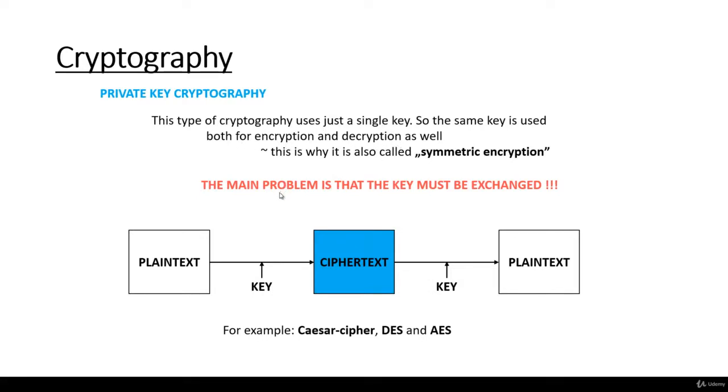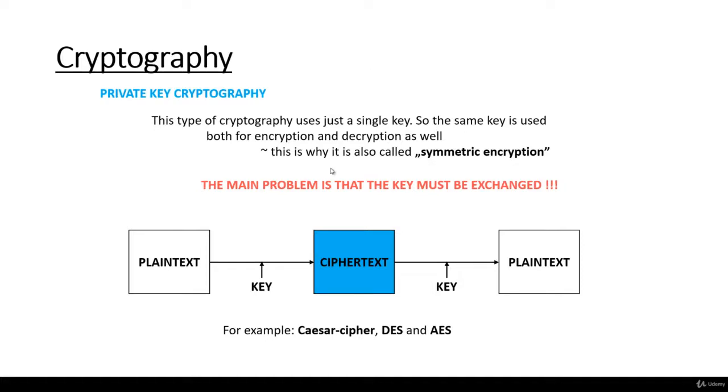And basically there's a huge problem. The main disadvantage as far as private key cryptography is concerned is that the key must be exchanged. Somehow we have to make sure that the sender and the receiver use the same private key. Okay, by the way, it is not a huge problem because there are algorithms such as the Diffie-Hellman key exchange algorithm that are able to solve this key exchange problem. But anyways, this is the main disadvantage as far as private key cryptography is concerned.